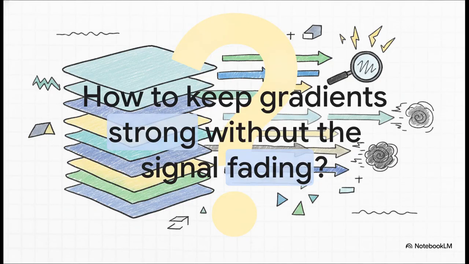Which brings us to a massive pivot point in the history of deep learning. Researchers were faced with this huge question. How on earth do we keep the gradient strong, maintain nonlinearity so we can actually stack layers, and keep the whole thing computationally efficient without our signal constantly fading away at the edges?